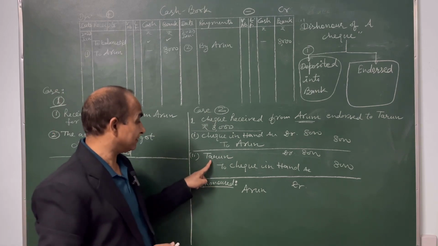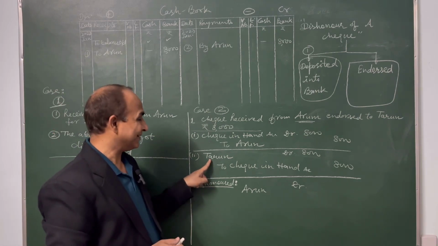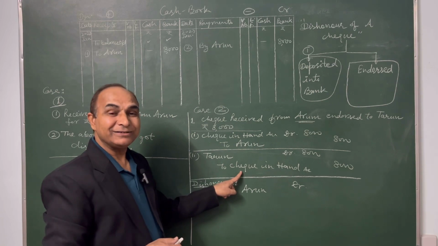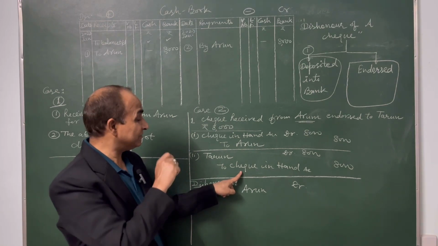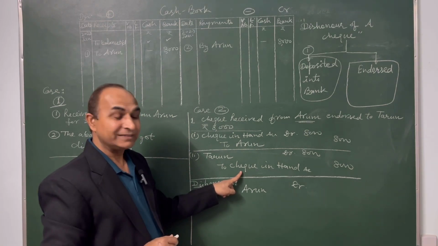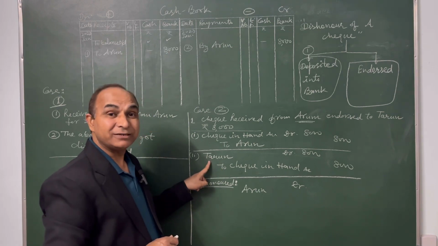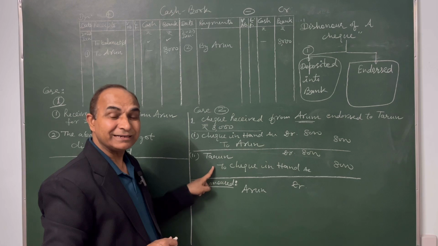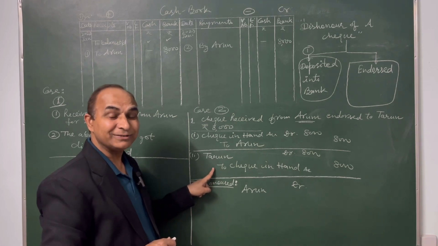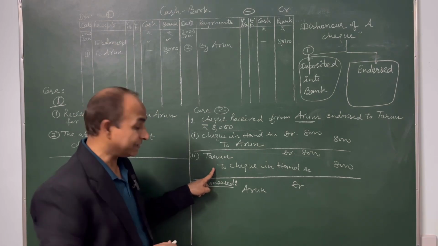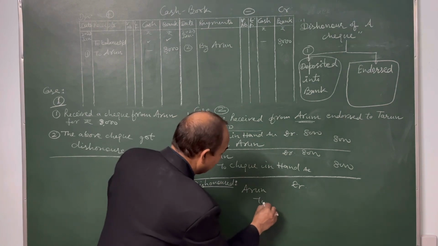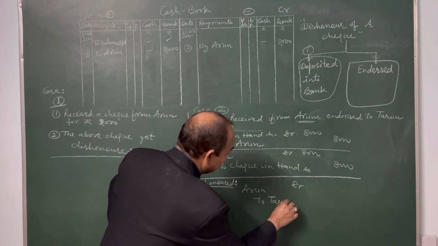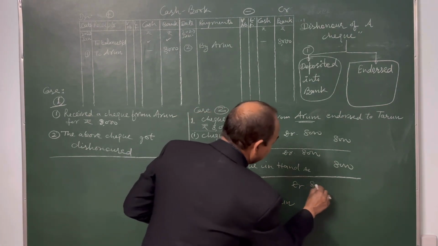We settled Tarun's account by the use of that check which we received from Arun. But the check got dishonored. It means Tarun didn't get his payment. So again, he will become our creditor. We will write here to Tarun. See this journal entry. This is an interesting one.